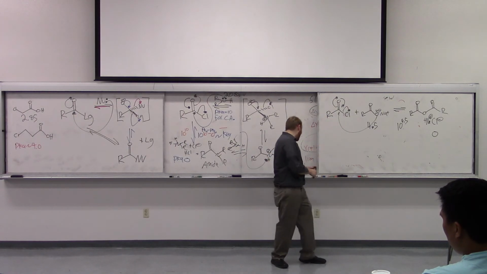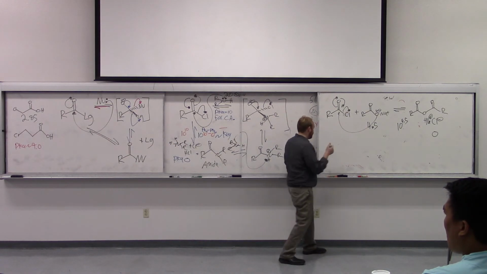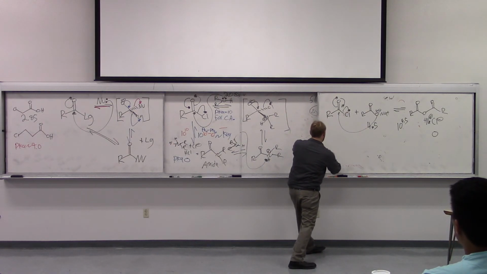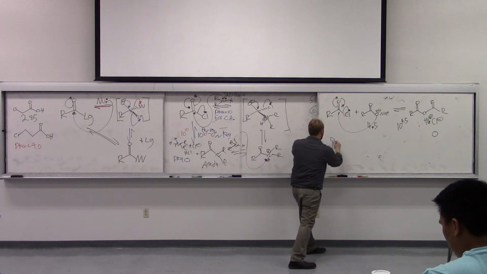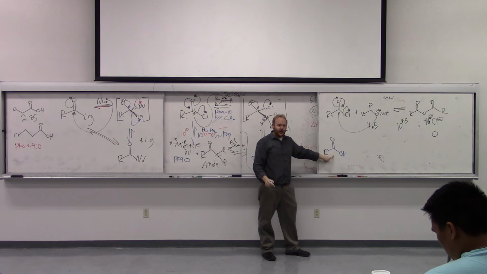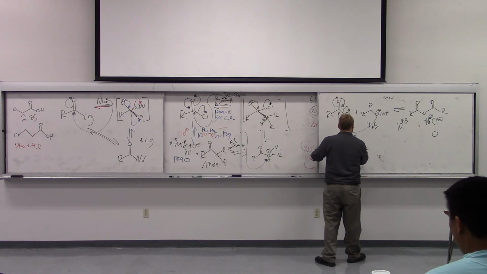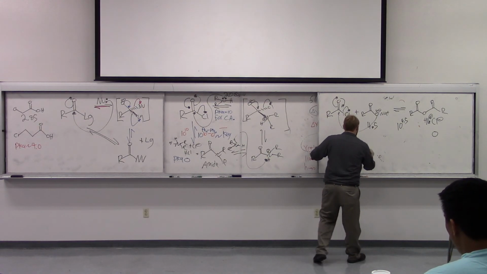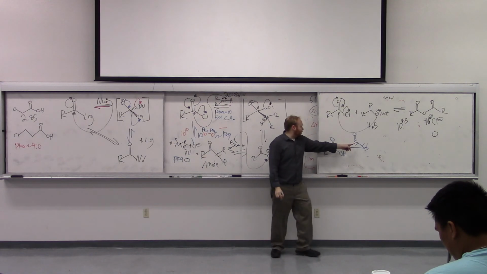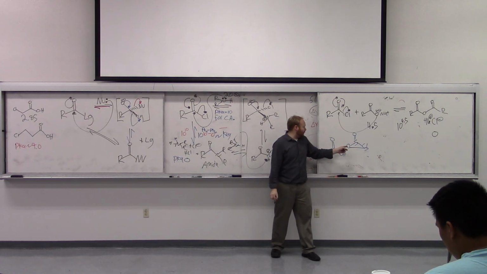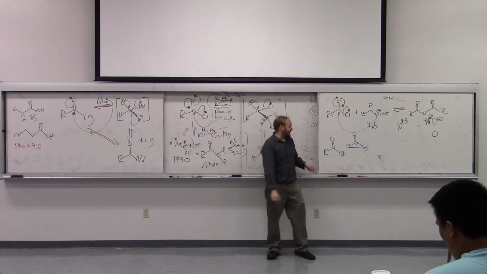So the way we make acid chlorides is we take a carboxylic acid, and we take a reagent that's a sulfur double bonded to an oxygen, and there are 2 chlorides off of the sulfur. So this is called thionyl chloride.